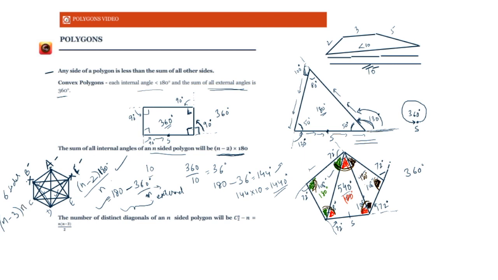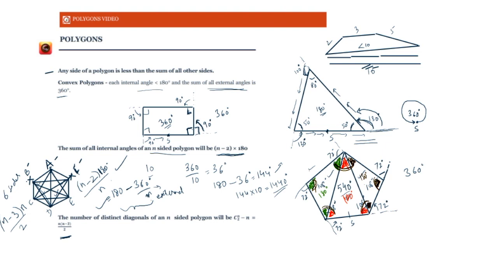But note here that we are counting every diagonal twice. When I say that A makes a diagonal with C, I'm also counting it as C making a diagonal with A. So I'm counting every diagonal twice, so I divide this by 2. This is the number of diagonals that I get when I have an n-sided polygon: n into n minus 3, divided by 2, right?